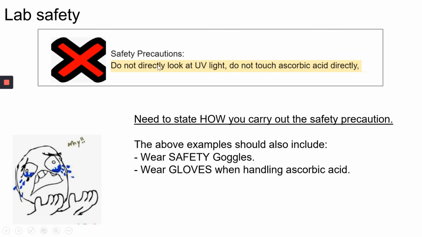Another thing that comes from the examiner feedback is that you need to mention how you carry out your lab safety. For example, one of the students says the experiment involved UV light, so they say don't directly look into the UV light and don't touch the ascorbic acid directly. But why and how? Why shouldn't you look at the UV light directly? Because UV light is high energy, it can damage your eyes.